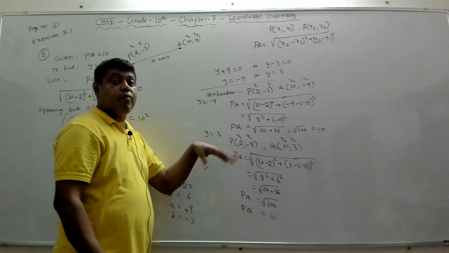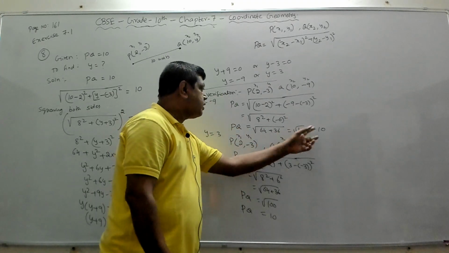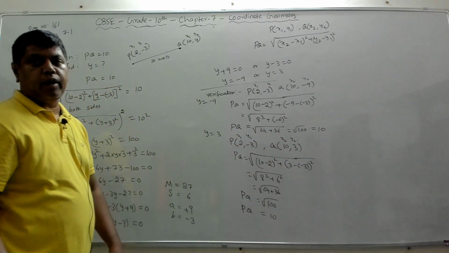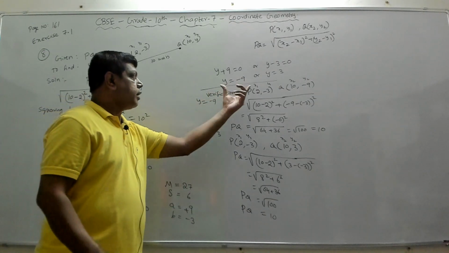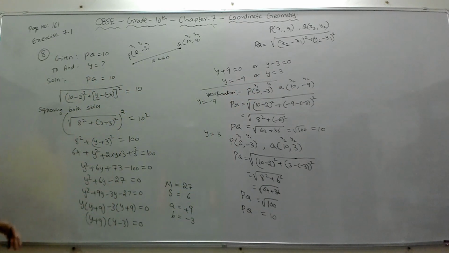In the exam, if you have time after completing the paper, then you can quickly check in the rough work whether you get 10, so that you will know that your answer is right. So this is your final answer. Either y is minus 9 or y is 3. Fine. So all of you can pause the video and take the notes. I'll go to the next question.